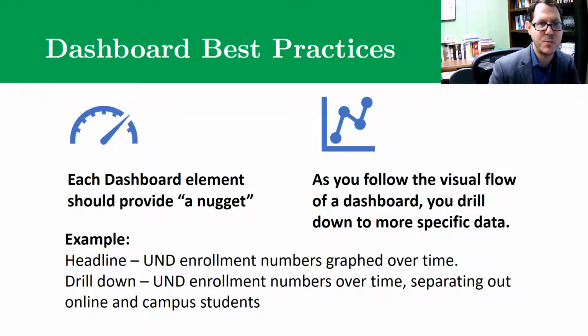Typically, when we're designing dashboards, we have different elements, different boxes or spaces within the dashboard, and each of those nuggets or spaces should have a story. Instantly, it should communicate a nugget of information. And so again, this is where your key performance indicators, KPIs, come in. Is our key indicator of enrollment trends going up or down? I should be able to pick that up instantly based on looking at that one element.